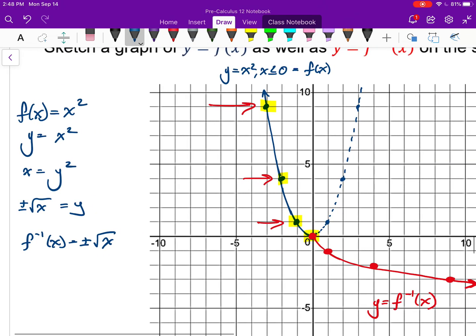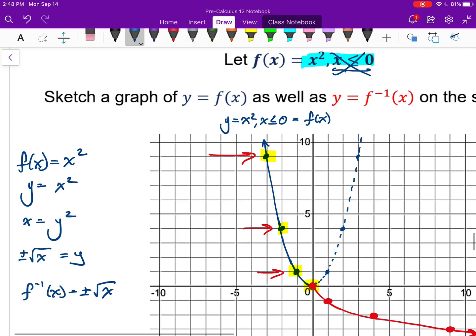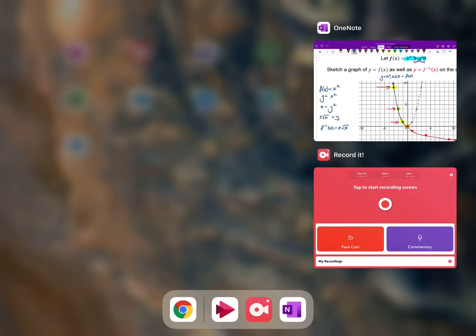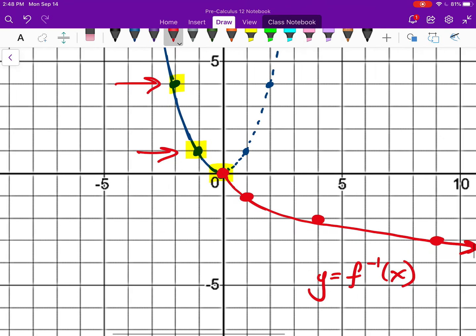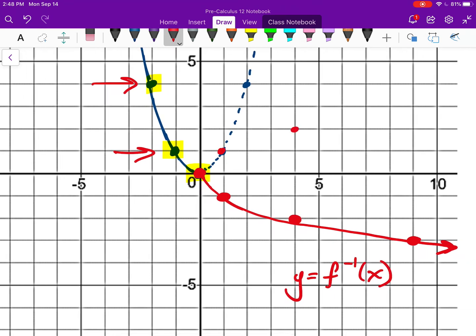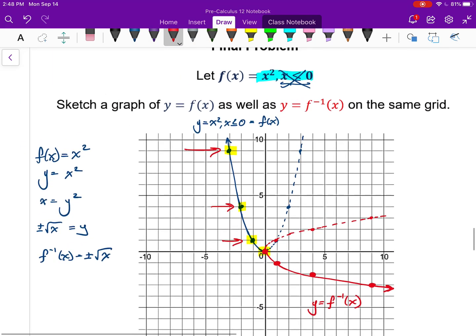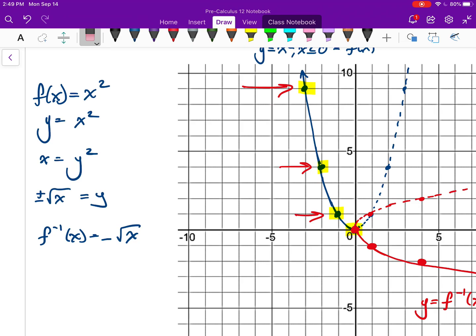However, what I have right here doesn't have a restriction. And so if that restriction wasn't right there, then my inverse would look like this. It would also have a top half. So if f of x did not have a restriction, if f of x was just x squared, then my inverse as an equation would be plus or minus the square root of x, and my graph would be both the top and the bottom. But again, that was not the case. And so my equation is actually just the negative version of it.